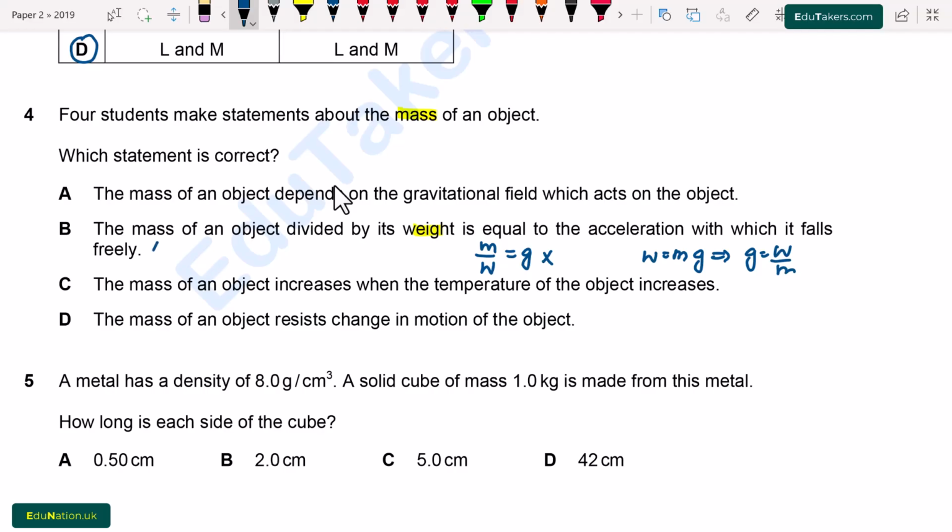So B is incorrect. C. The mass of an object increases when the temperature of the object increases. So this is also incorrect. D. Mass of an object resists change in motion of the object. This statement is correct. Option D.